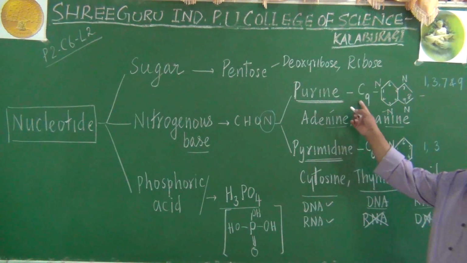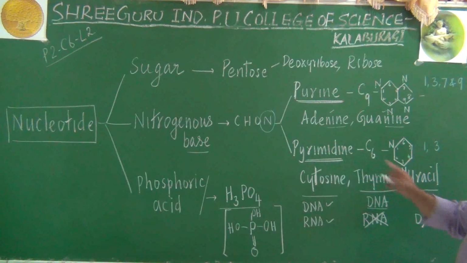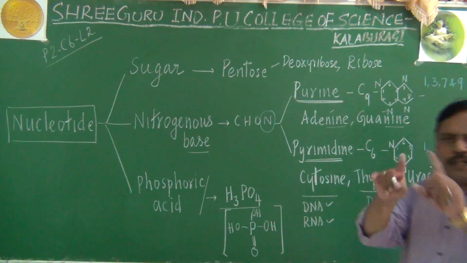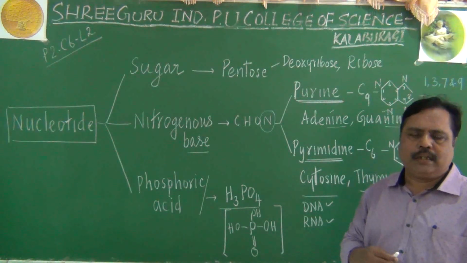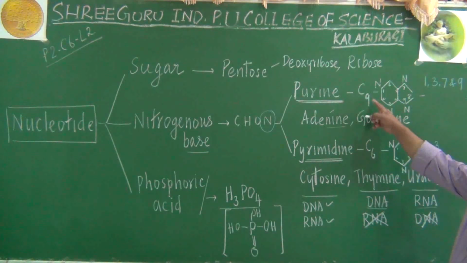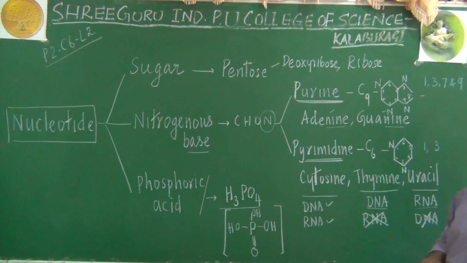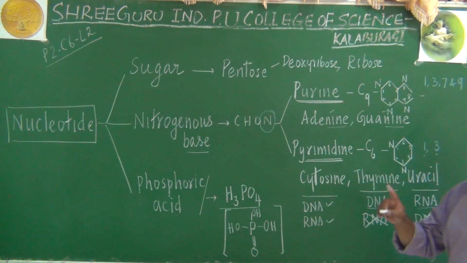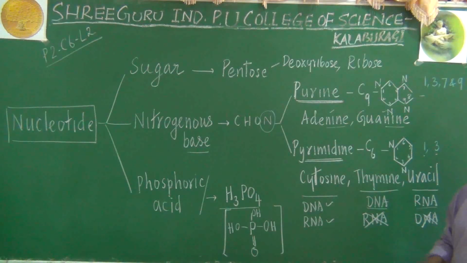Remember, purines are 9 carbon compound, pyrimidines are 6 carbon compound. You can make a tabular column and remember it easily. Purines are 9 carbon compound, pyrimidines are 6 carbon compound. Purines are double ringed structure, pyrimidines are single ringed structure. Purines can have nitrogen in positions like 1, 3, 7 and 9. Pyrimidines will have nitrogen in positions like 1 and 3 only.